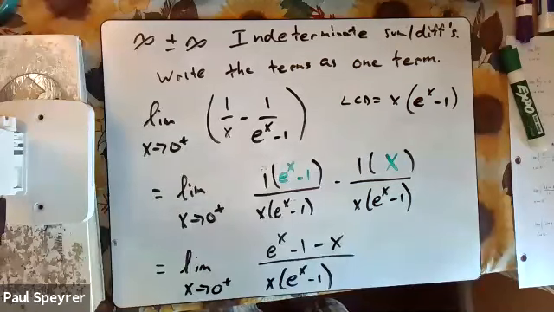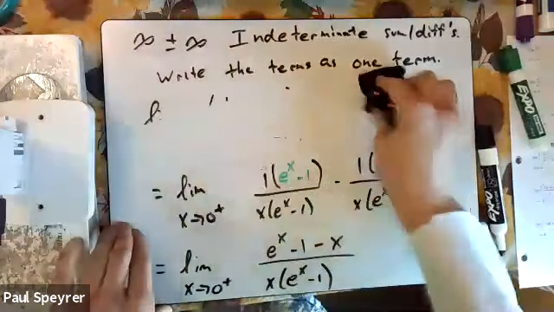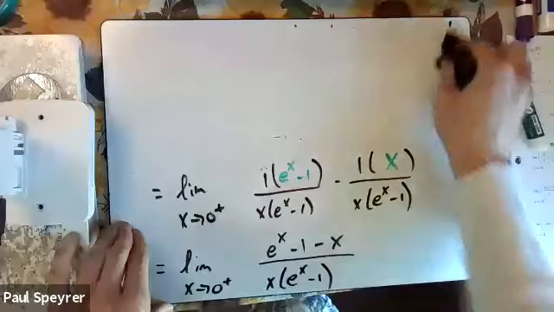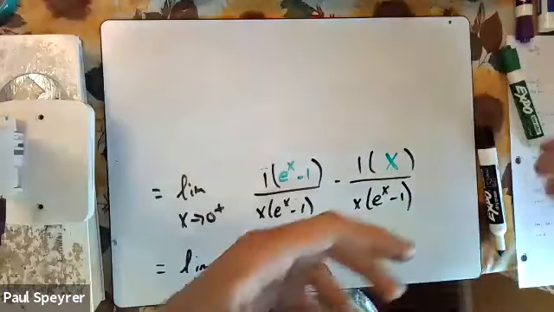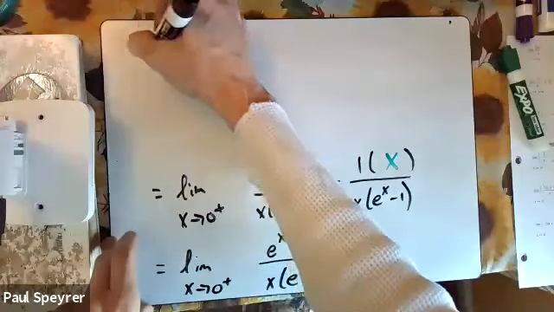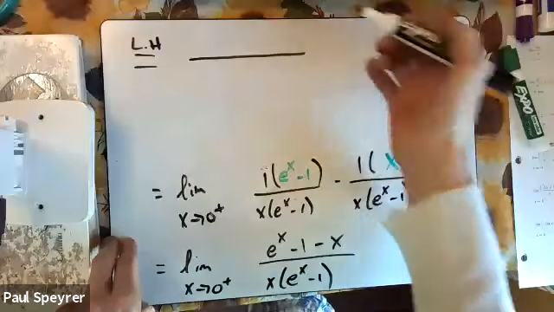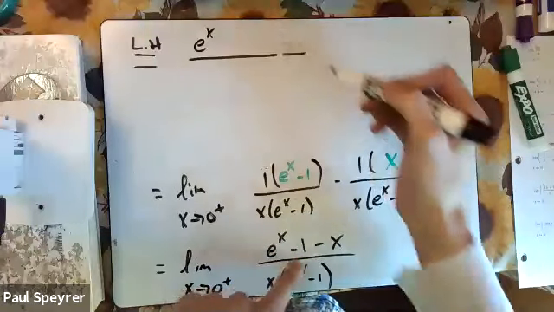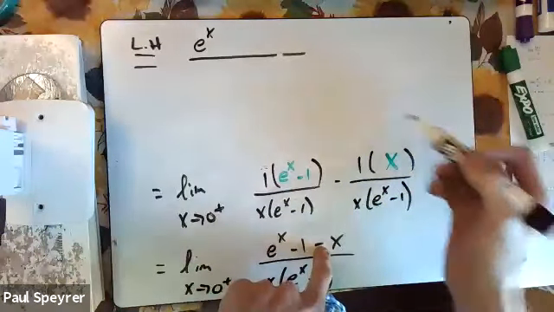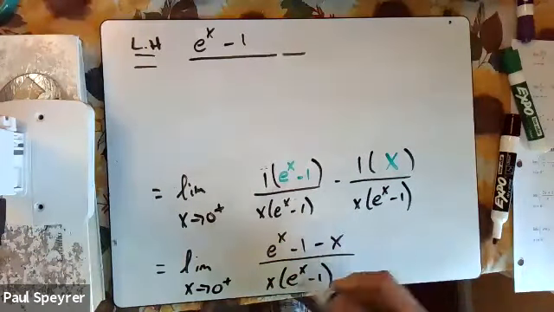And now we have one fraction, right? If I plug 0 in, though, I get 0 over 0. So what do you need to do? L'Hopital it, right? We had to make it into one term first, though, before we could L'Hopital it. So up top, derivative of e to the x is just e to the x. Derivative of 1 is 0. Derivative of negative x is negative 1. What about the denominator, though? How are you going to L'Hopital the denominator?